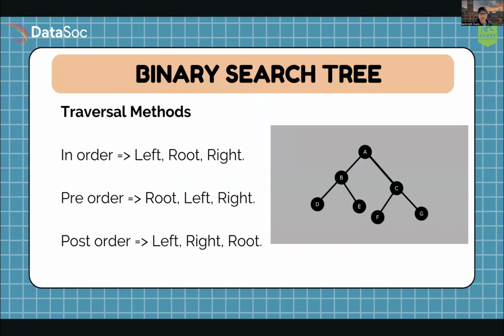Now let's look at the three traversal methods for traveling across a binary search tree. They are in-order, pre-order, and post-order. The simplest way to remember how they work is the rule of traversal. For in-order, the rule goes left, root, right. For pre-order, the rule goes root, left, right. And for post-order, the rule goes left, right, and root.